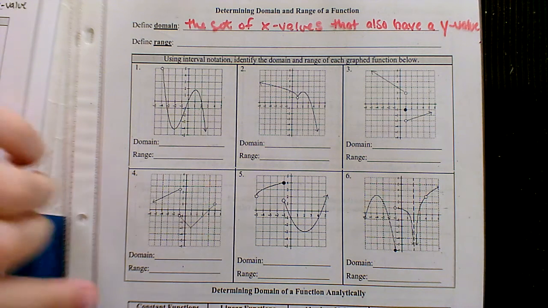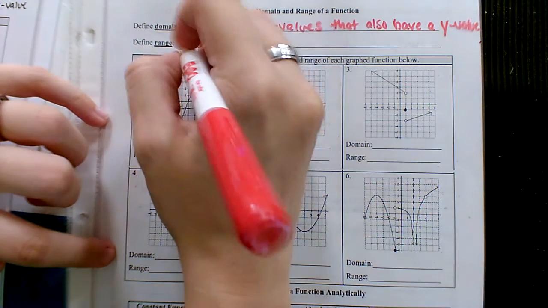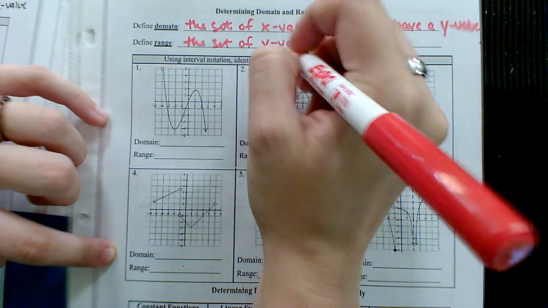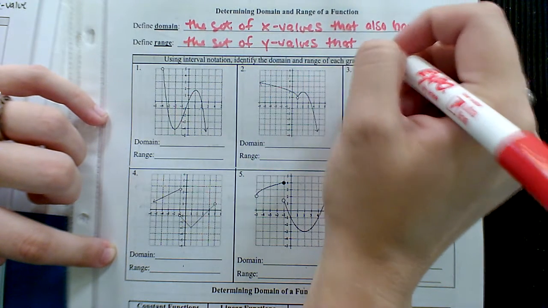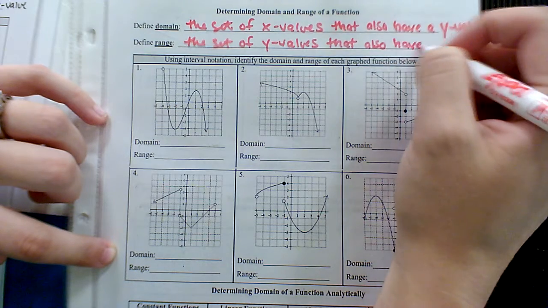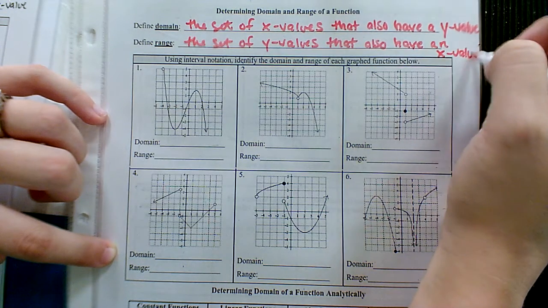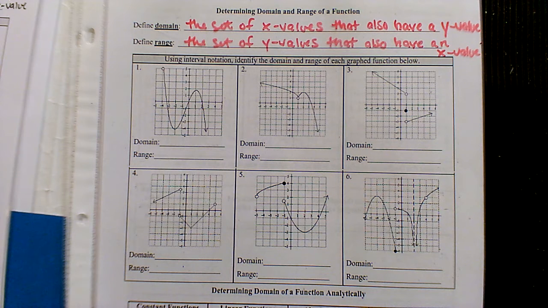There you go. It's kind of the reverse statement. This time we have the set of y values that also have an x value. So if you were to plug a y into the equation and solve for x, you would get an answer out. So in short, domain are x's, ranges are y's.